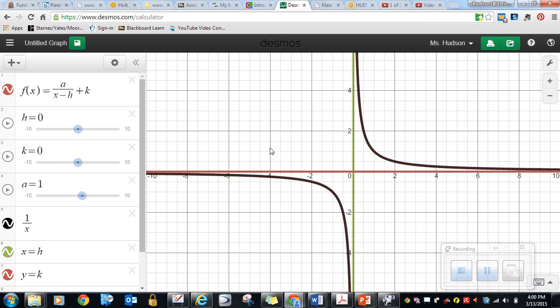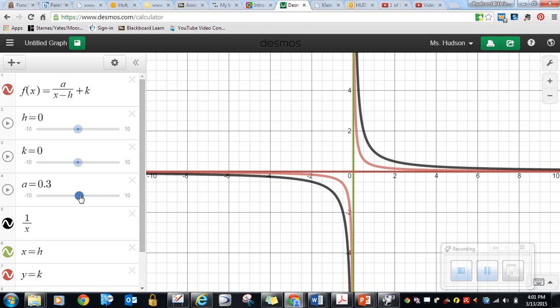We've done translations left and right, translations up and down, and the last thing we want to cover is vertical reflections and vertical stretches. If I make my numerator a big number, I'm going to be stretching my graph. Notice the asymptotes stay exactly where they are. Now I'm going to make it smaller. If I multiply by a number that's a fraction, less than 1, that's going to be a vertical compression, and it starts to squish in.